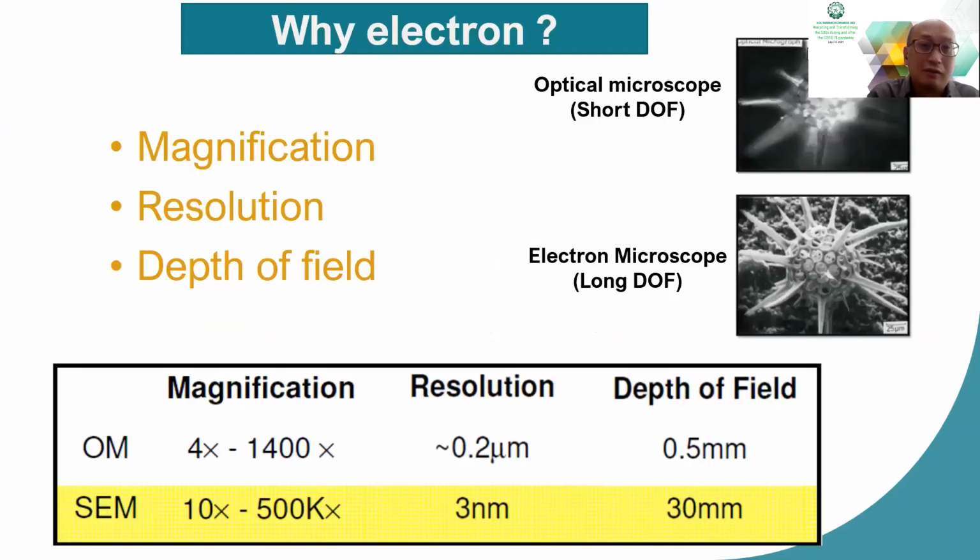So why electrons? Electrons give very good magnification, resolution, and particularly depth of field. You can see the image on the right. An optical microscope has a very short depth of field. It can only show you the surface, whereas an electron microscope can show you the background as well as the entire structure of the object.